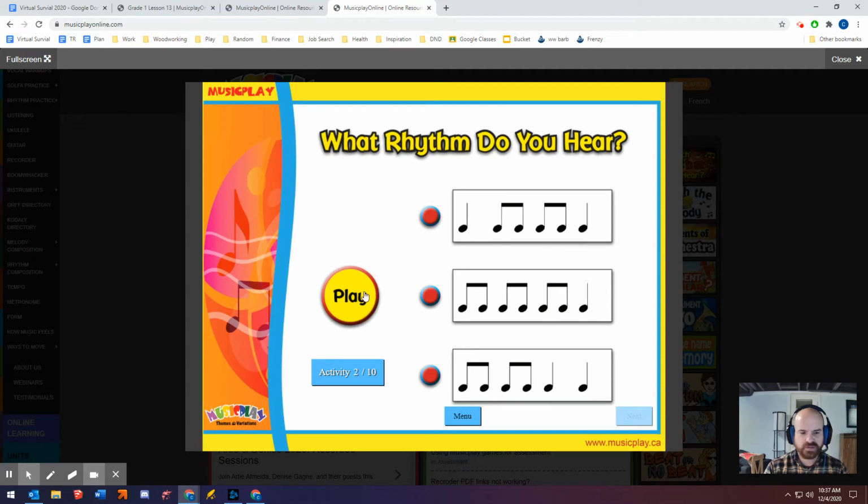I know it starts with TT. Let's hear it again. I know it starts with TT, so it can't be this one. Which one do you think it is? Maybe this one? Yes! So does it start with a ta or a TT? Starts with a TT, so it can't be these two. It has to be this one.